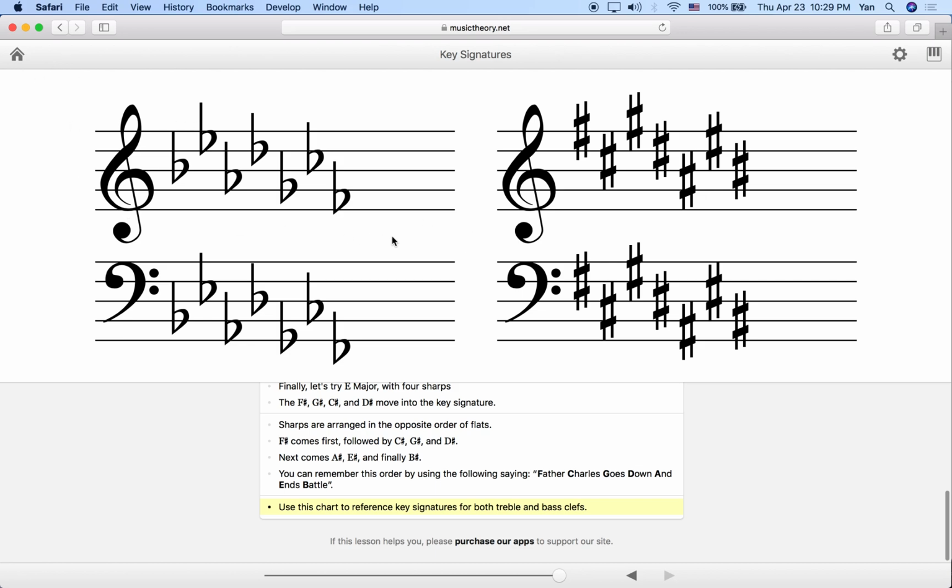Okay, so this is it for this lesson. Just get familiar with this, get some practice with it. Key signatures are a little bit tricky at first, but if you follow this pattern and these rules, it will get pretty easy very quickly.